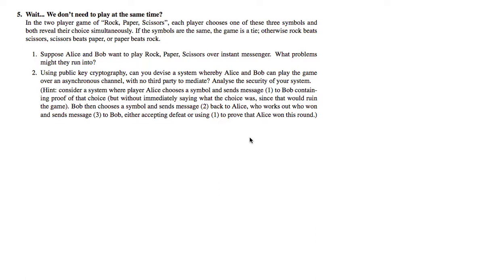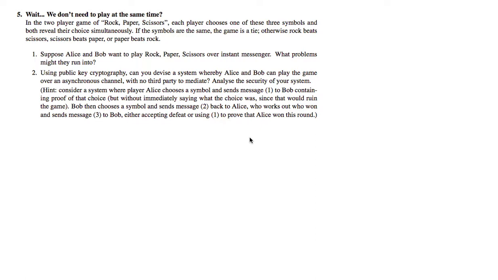make Bob win, right? So this generally becomes like a game of being the last one to respond, which is not the same as rock paper scissors. So that's basically the problem that we run into. Now in part two, we are looking for a solution for this problem.